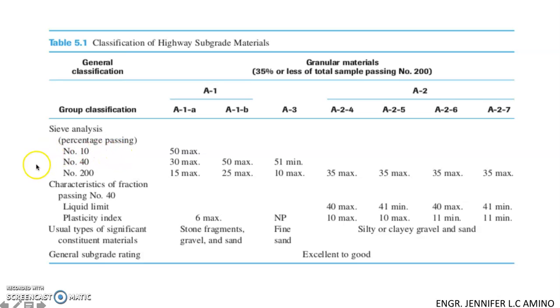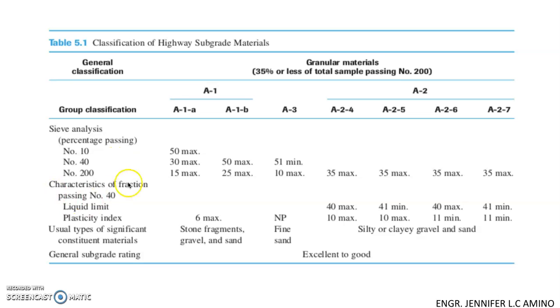How to use this AASHTO: if you are given, for example, the sieve analysis, you simply identify it. For example, on number 10 you are given 60% passing. If you observe the 60 for number 10, the maximum is 50%. So it cannot be classified as A-1-A, and you move on to another given classification.